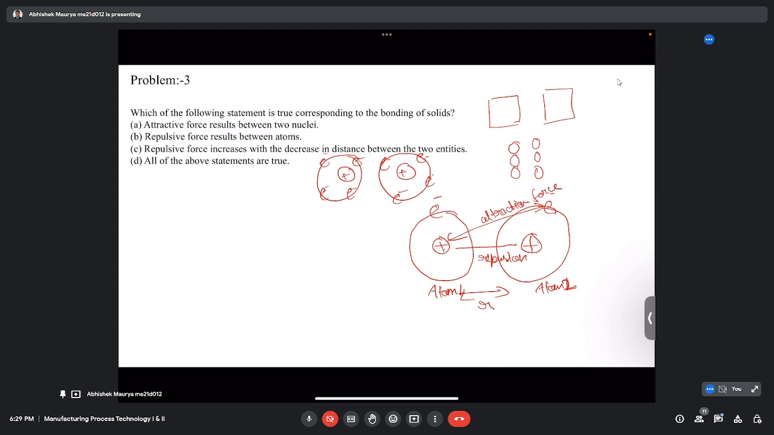I will try to plot the force as a function of r between these two atoms. On the y-axis we are showing the force, and on the x-axis we are showing the distance between the two atoms.